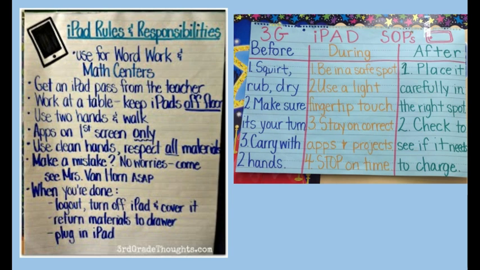This is the part I love. Come see Mrs. Van Horn ASAP, right? When kids are afraid they're going to get into trouble, they won't tell you what's wrong. You need to have a culture where kids can come to you when something goes wrong. Let them know they're not going to be responsible. They need to report. When you're done, here's what they need to do.